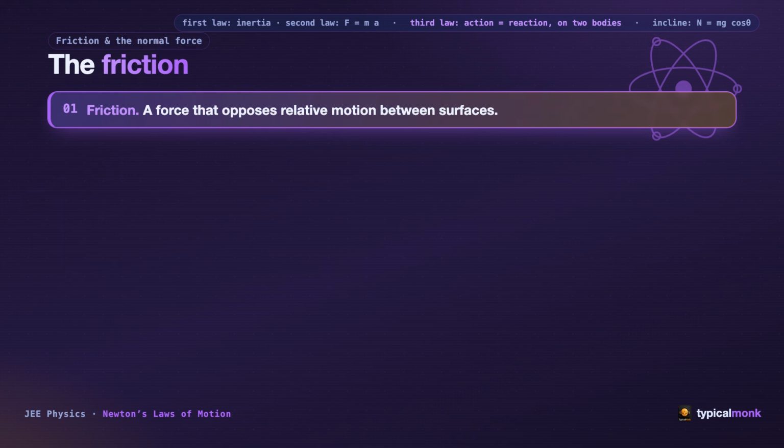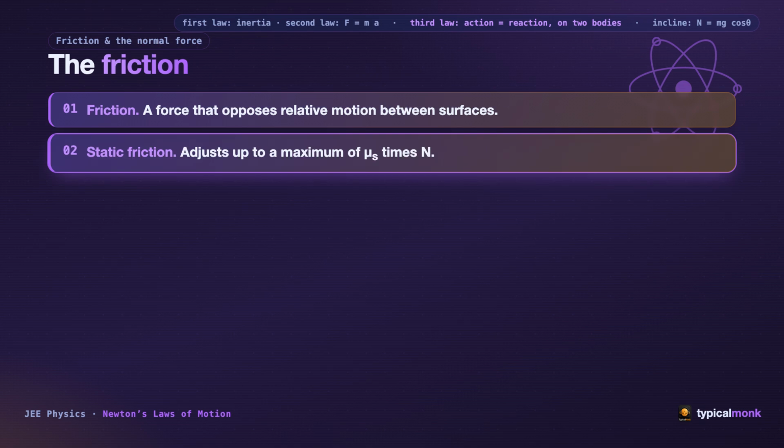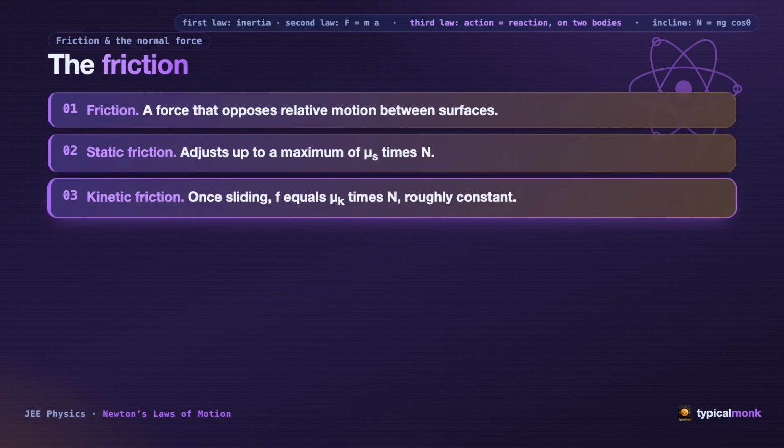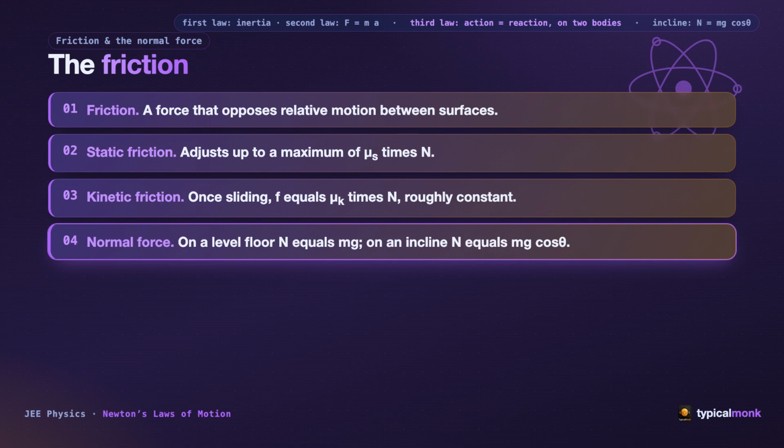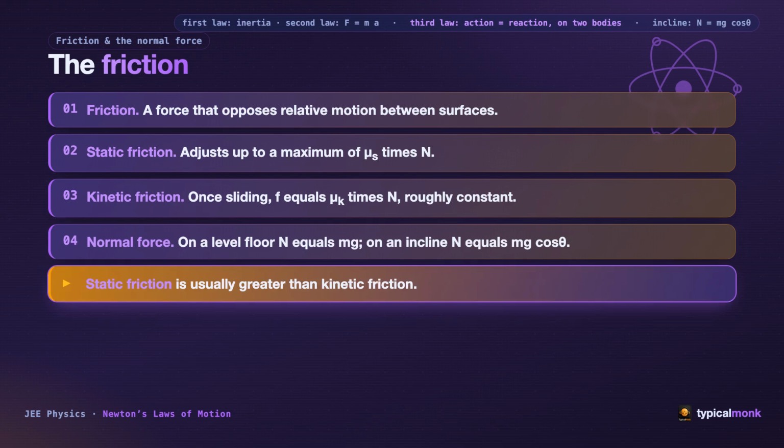Now friction and the normal force. Friction, a force that opposes relative motion between surfaces. Static friction, it adjusts up to a maximum of mu s times N. Kinetic friction, once sliding, F equals mu k times N, roughly constant. The normal force, on a level floor N equals mg, on an incline N equals mg cosine theta. Static friction is usually greater than kinetic friction.